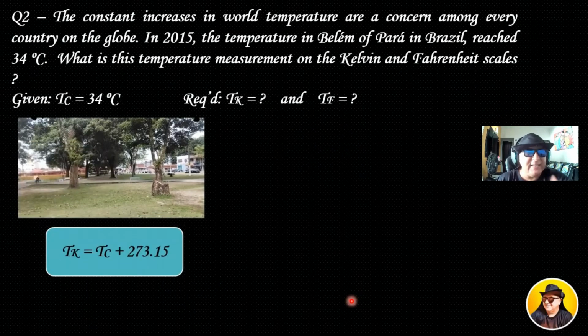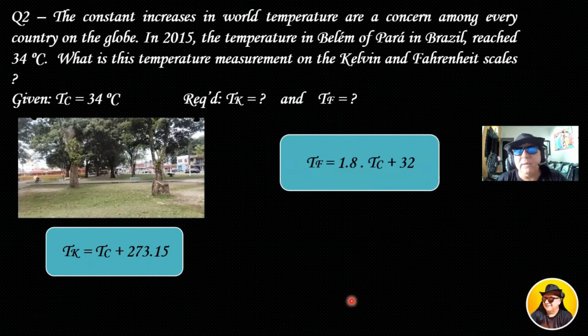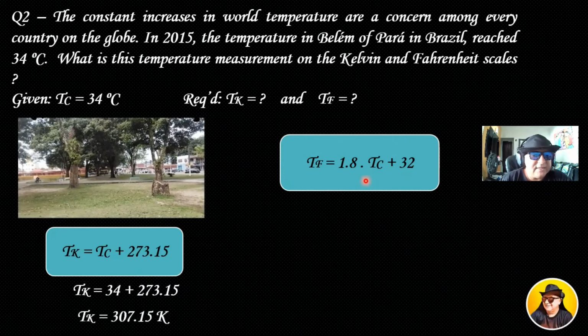So TK is TC plus 273.15, and TF is 1.8 times TC plus 32. This formula is the one we applied under question number 1. So let's find TK. So TK is 34 plus 273.15. So TK is 307.15 Kelvin. All right, so this is the same temperature as 34 degrees Celsius.